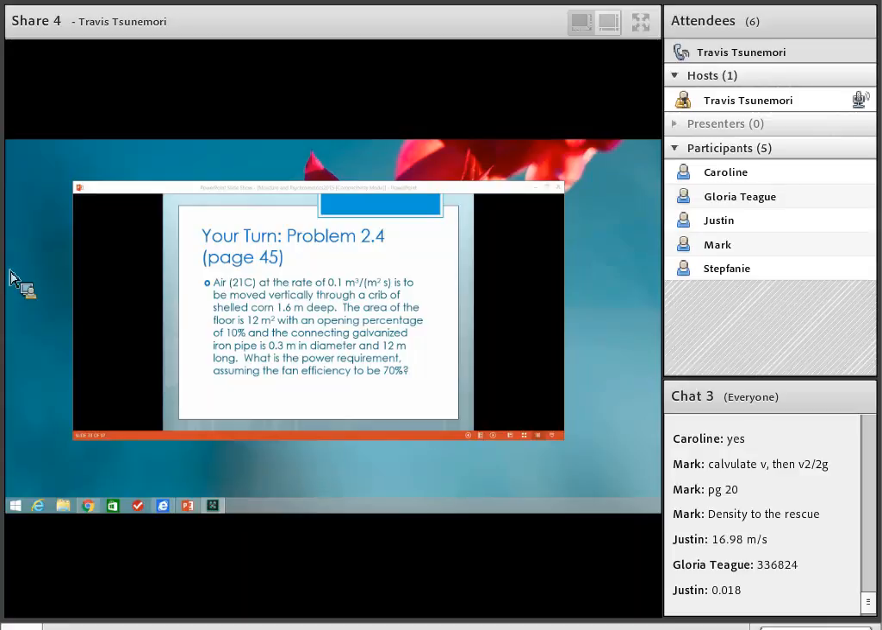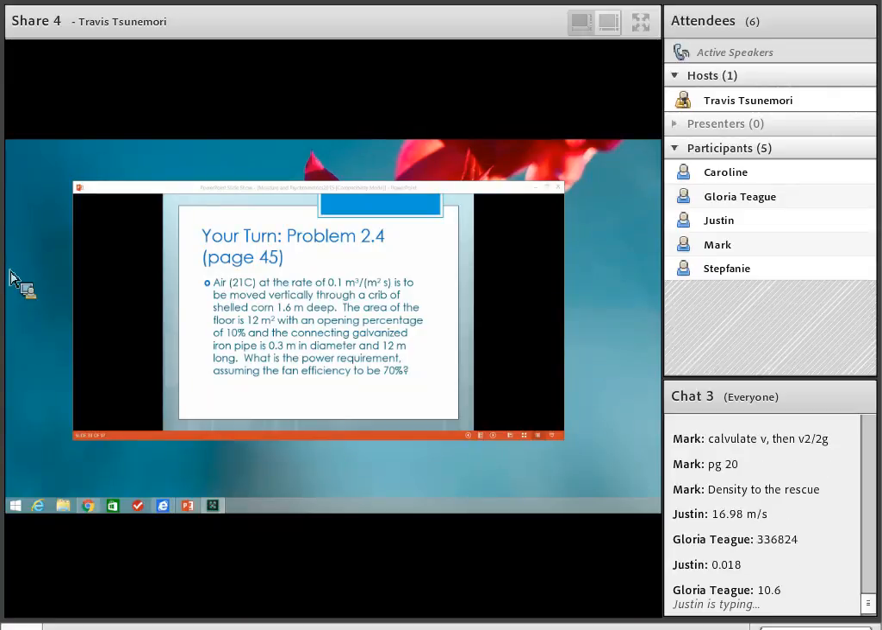Anybody have a value yet for the friction loss through the pipe? Yes. Well, we need units, but I'm assuming you mean meters. And if that's true, then you're correct. Yeah, it's going to be around 10.5, plus or minus, depending on your rounding. Okay, so then we need the friction loss due to expansion.